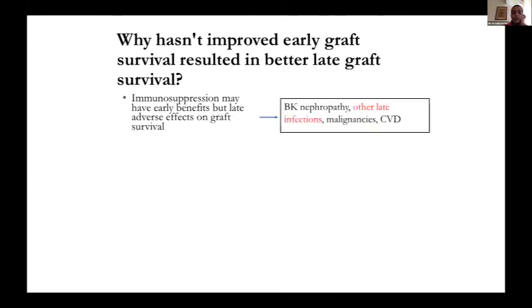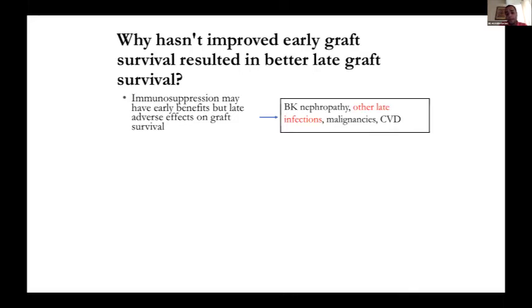One of the reasons is the immunosuppression. The immunosuppression may have early benefits, but late adverse effects on graft survival. We all want our patients to be producing good amounts of urine with the creatinines perfectly normal immediately post-transplantation. There should be no rejection, and the rejection risk is highest immediately post-transplant. So we tend to use very high levels of immunosuppression, but of course this comes with its own collateral damages like infections. Most commonly we tend to get BK nephropathy, but there are also other late infections as well, like fungal infections.